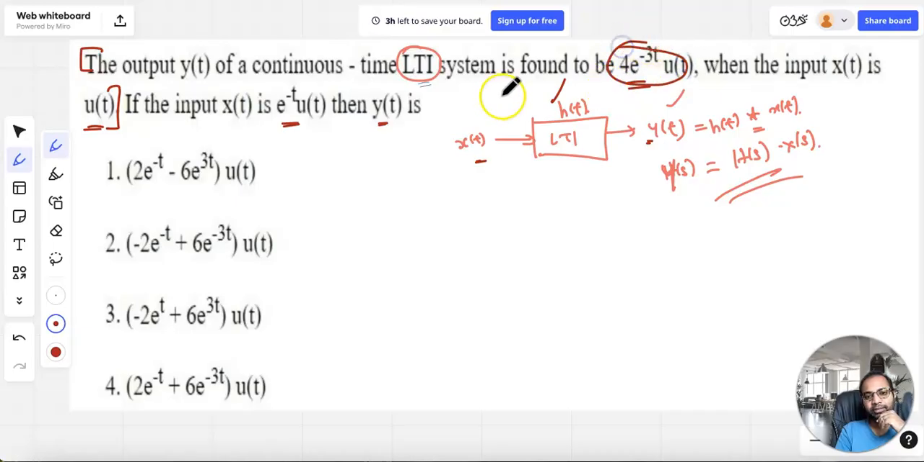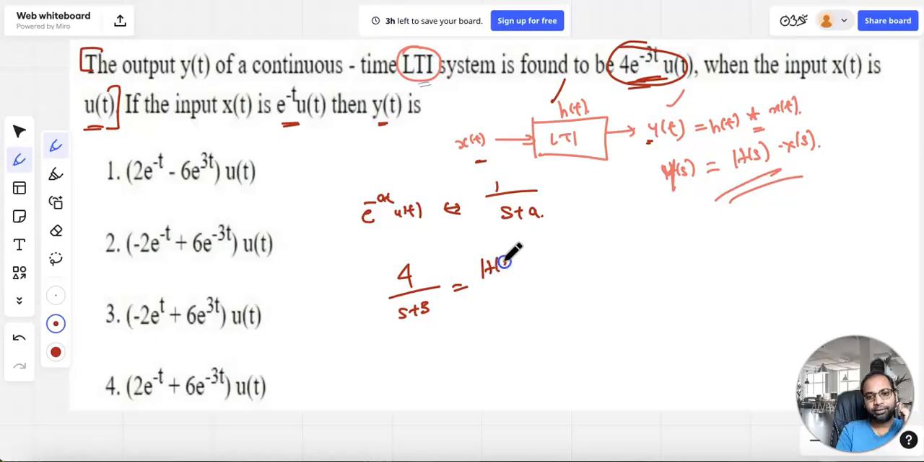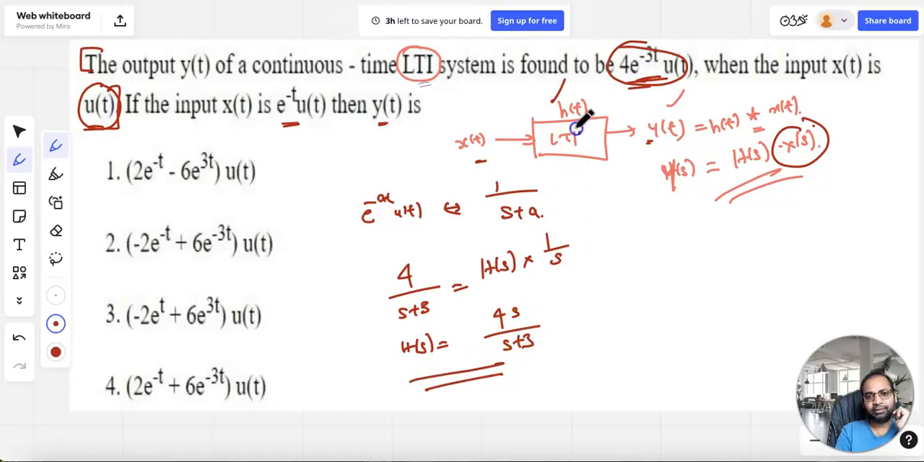Now, considering the first part of this question, Y of s is the output. Y of t is e power minus at into u of t, whose Laplace transform is 1 divided by s plus a. In the same way, for this one the Laplace transform is 4 divided by s plus 3. That is Y of s, which equals H of s, which we have to find, into X of s. Here x of t is given as u of t, and for the unit step signal the Laplace transform X of s is 1 by s. In this way we can find the transfer function of the system, which is 4s divided by s plus 3.